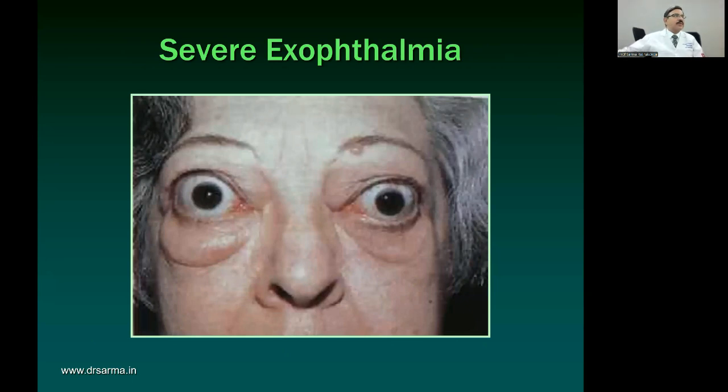What are the causes of exophthalmos other than thyroid? It will be a question. When you get a thyroid short case, they'll ask you, what are the causes of exophthalmos? Unilateral exophthalmos, bilateral exophthalmos, orbital deposits, malignancies, amyloid. These are the other causes of exophthalmos.